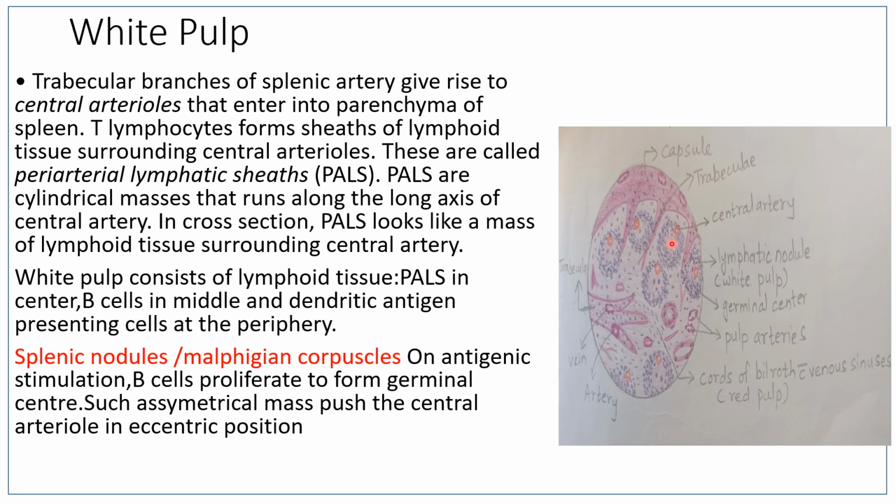So in the middle part there are B cells and dendritic antigen presenting cells are present at the periphery. Okay, so in the center we have B cells and in the periphery we have the dendritic antigen presenting cells. So this structure is the white pulp or the splenic nodule, or it is also known as Malpighian corpuscle.